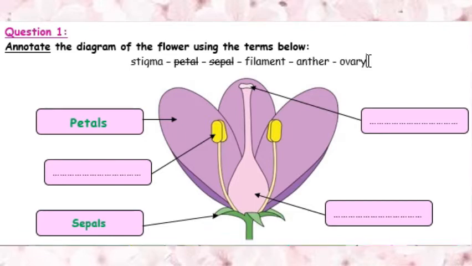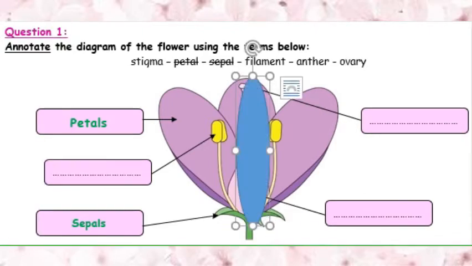So I will start with the ovary. The ovary is the fat part of the flower, and it is a part of the female reproductive organ. It's the last part of the female part. This is the female part. This is it. I'll try to circle it for you. So this is the girl.